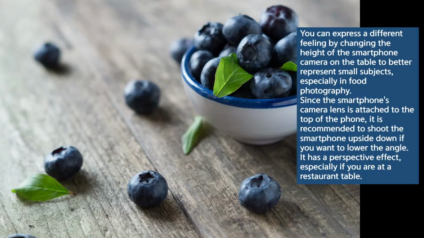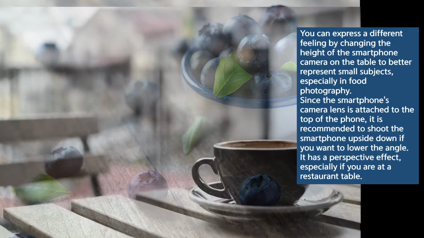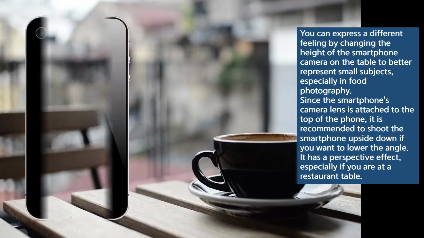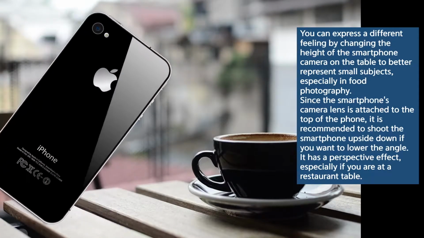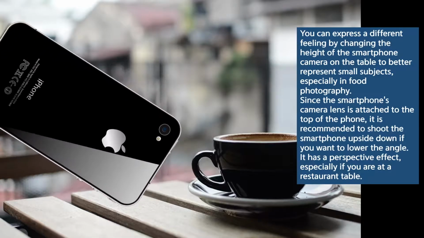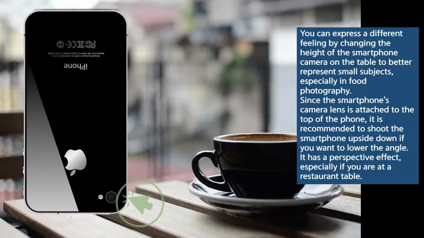You can express a different feeling by changing the height of the smartphone camera on the table to better represent small subjects, especially in food photography. Since the smartphone's camera lens is attached to the top of the phone, it is recommended to shoot the smartphone upside down if you want to lower the angle. It has a perspective effect, especially if you are at a restaurant table.